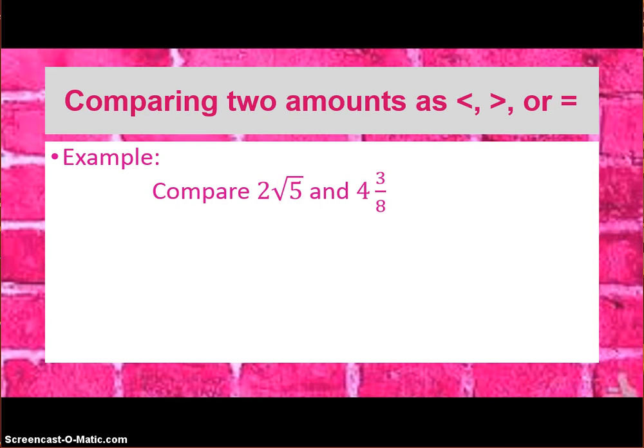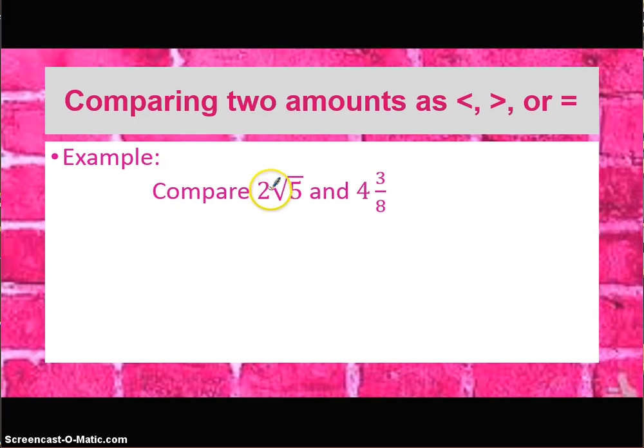Let's look at another example. We have 2 times the square root of 5, and we have 4 3/8. Our first step is going to be to convert them to decimals. So first, we're going to have to do 2 times the square root of 5. To do that, we're going to first have to get the square root of 5 to a decimal. Well, I know that that's between the square root of 4 and the square root of 9. So that makes this between 2 and 3, or 2 and something.